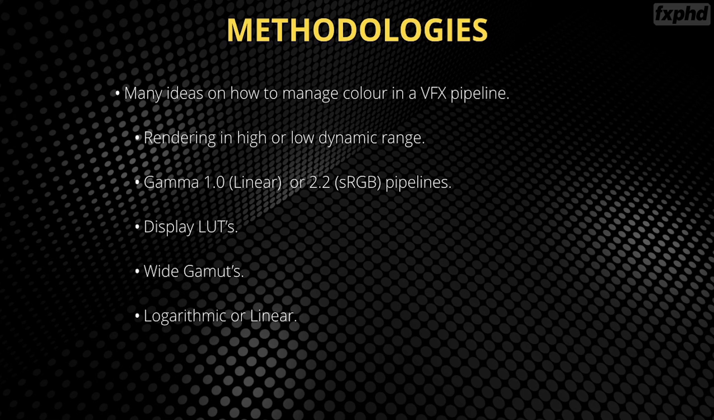So you've got questions like, do we render in high or low dynamic range? Do we work with gamma? Do we linearize the gamma, or do we use a gamma of sRGB 2.2 for instance? Do we use display LUTs, or do we not need to use them for our pipeline? Do we use a wide gamut or a small gamut? And do we work logarithmically or linear throughout the pipeline? All these questions are really important, and they've changed over the years. And depending on how the data is coming into your pipeline and how the data is going out, it's really going to determine which of these you're going to implement into the pipeline that you're using.